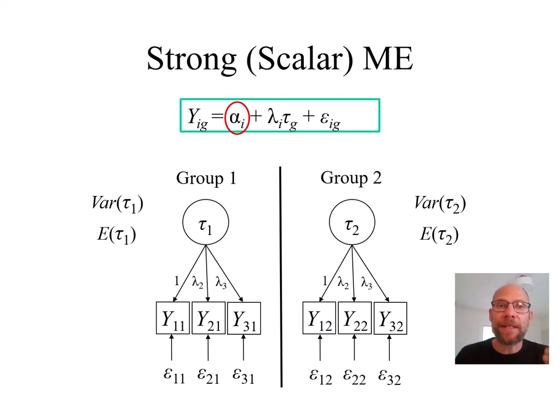So strong or scalar measurement equivalence is required, or is desirable, if you want to compare the latent means. And notice again that this is something that we implicitly assume when we conduct tests of mean differences using a t-test or an analysis of variance. We don't even test it. We just assume, yes, these variables have the same origin and units of measurement and they're comparable. And so here we have an opportunity to test that assumption before we make that comparison.